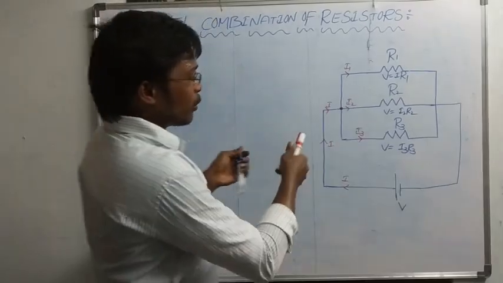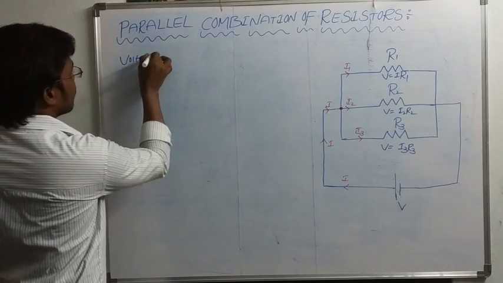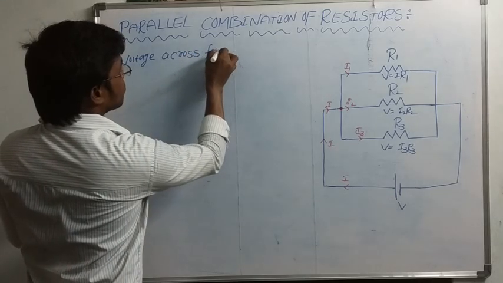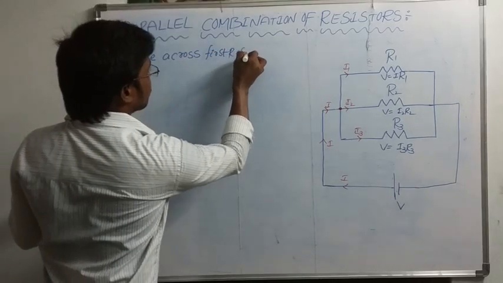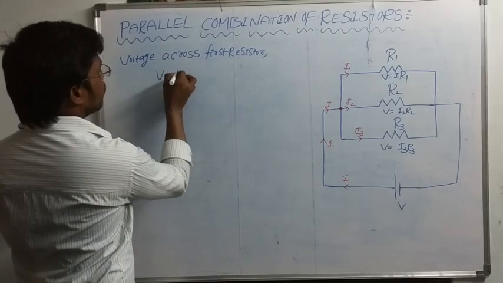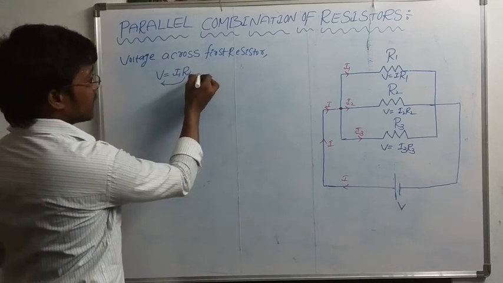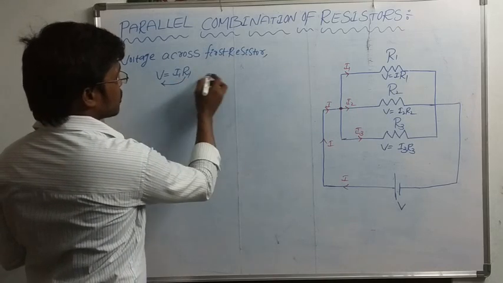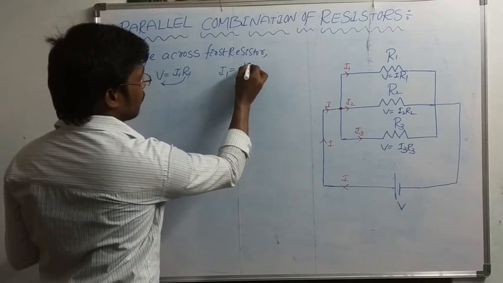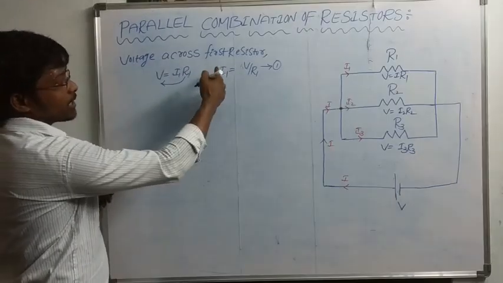Now I'm going to write the voltage across the first resistor. V is equal to I1 R1. After that, I'm sending this R1 to this side. R1 is moving this side, which means I1 is equal to V by R1. Give this equation number 1.